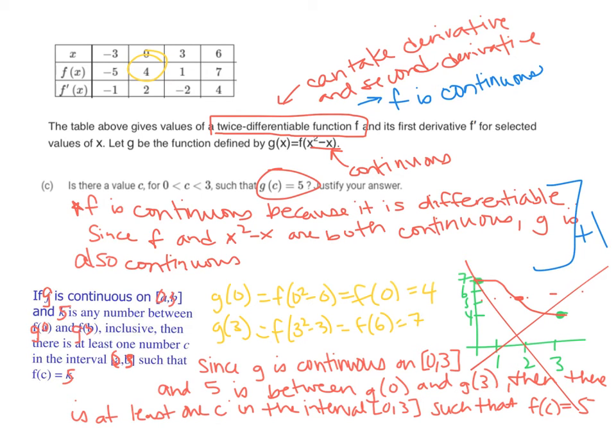Since g is continuous on [0, 3], and 5 is between g of 0 and g of 3, then there's at least one c in the interval [0, 3] such that g of c equals 5. So these types of problems are actually pretty weird. You get a full point just for checking continuity. This part right here is actually only worth 1 point. So even if you really have no idea how to use either the mean value theorem or the intermediate value theorem, if you're able to show that the function is continuous, then you probably will at least get one of those points for the problem.